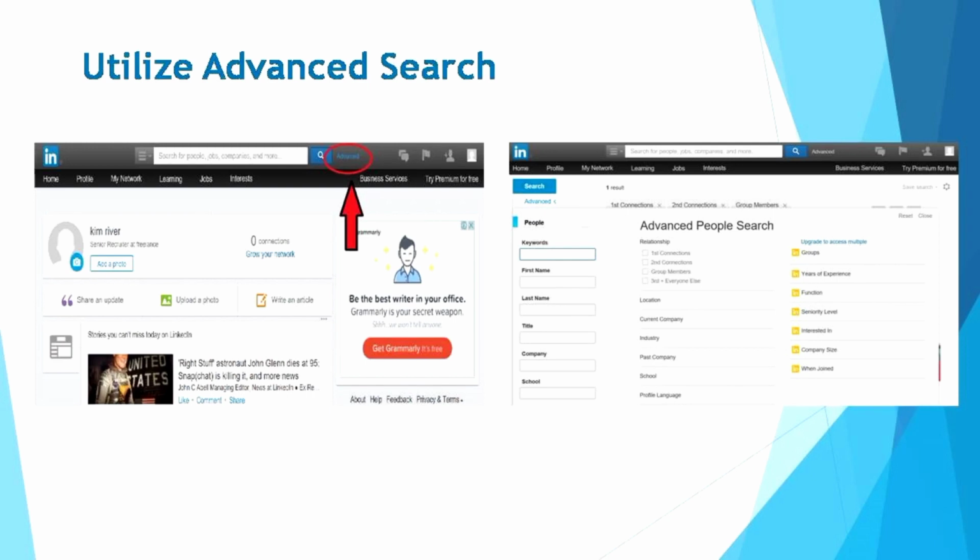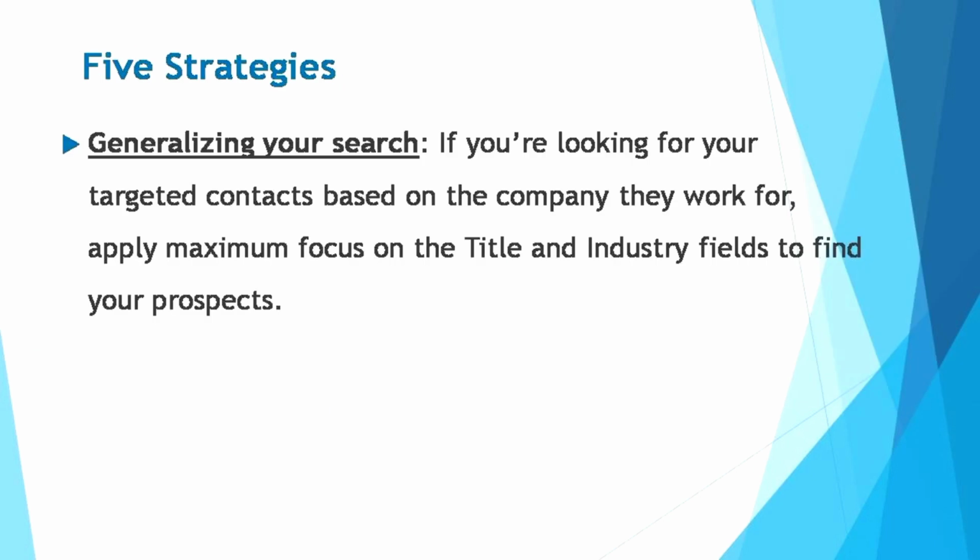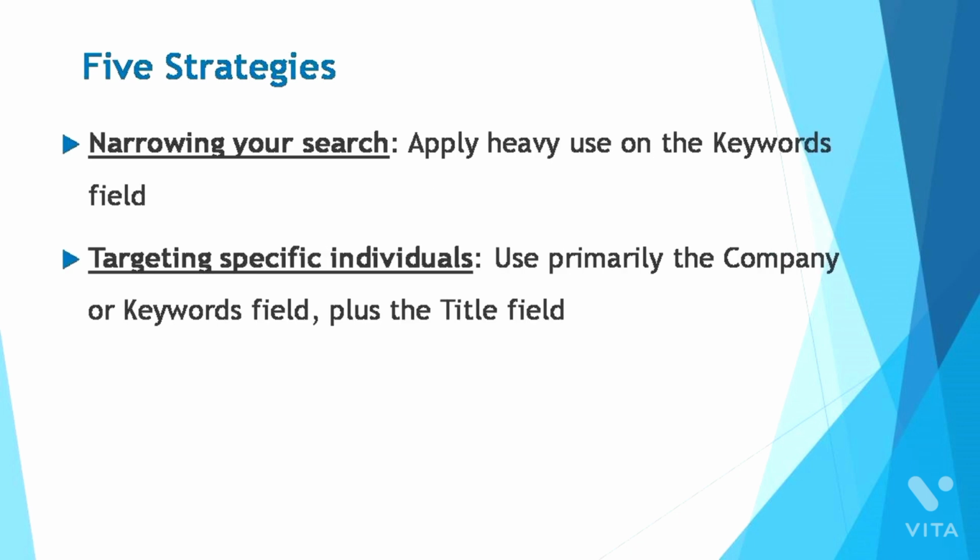Generalizing your search. If you're looking for your targeted contacts based on the company they work for, apply maximum focus on the title and industry fields to find your prospects. Narrowing your search. Apply heavy use of the keywords fields to narrow your search results when you need to reach people within a specific niche of an industry.